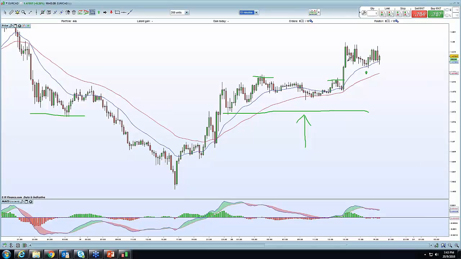Okay, so I was a bit more aggressive. I waited for retracement. I think I took it somewhere here. Okay, and I hope that it might push up further. Now, what happens if it turns around? Okay, then so be it. I get stopped out.